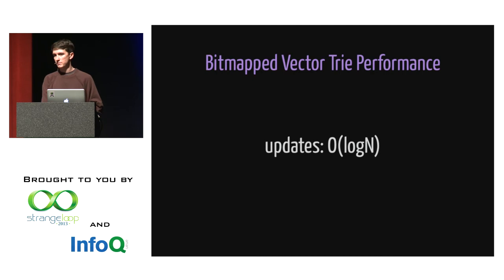Updates are a little bit slower because you actually have to do some copying. But if you do have, say, a full persistent vector that has billions of elements in it, you're still at max only copying a couple hundred elements. And that's a pretty small price to pay to have immutability in such a large structure.